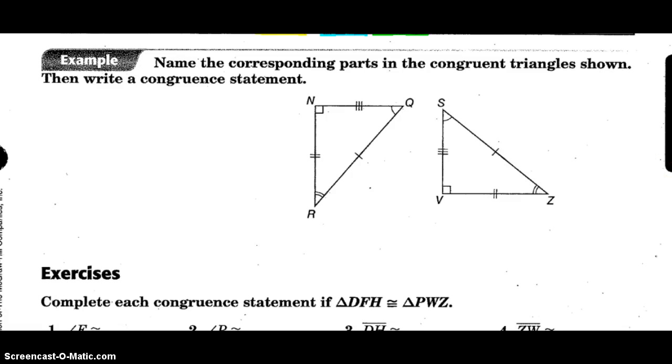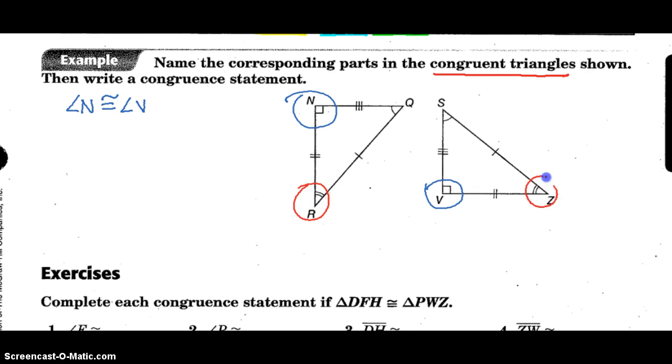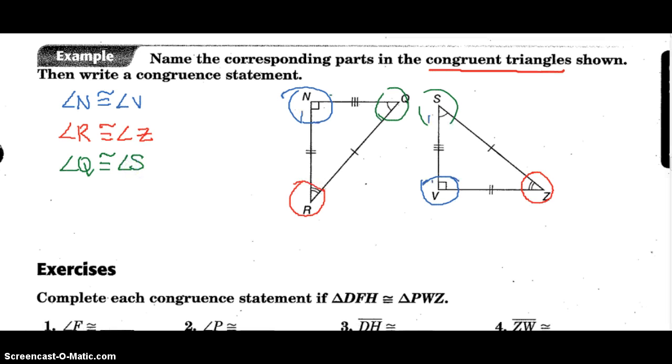So for this example problem, name the corresponding parts in the congruent triangles. They're telling us the triangles are congruent. Well, let's look at what we know. There's a right angle and there's a right angle. So angle N corresponds to, or is congruent to, angle V. R has two hash marks. Z has two hash marks. So angle R is congruent to angle Z, and one hash mark, so angle Q corresponds with angle S.